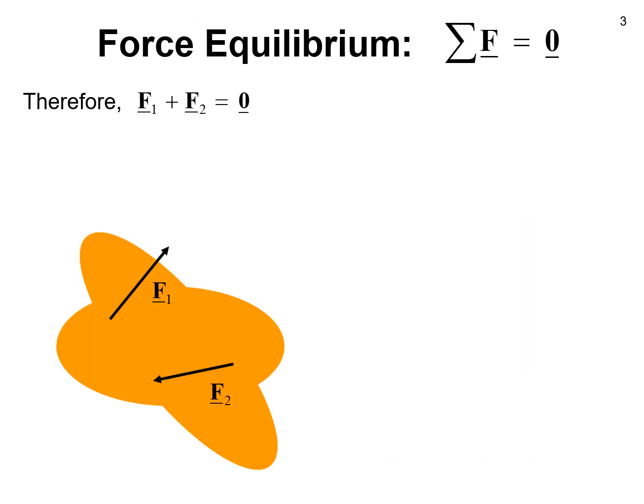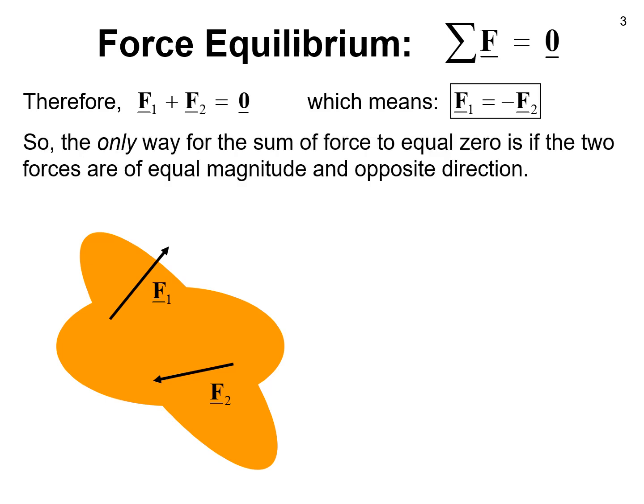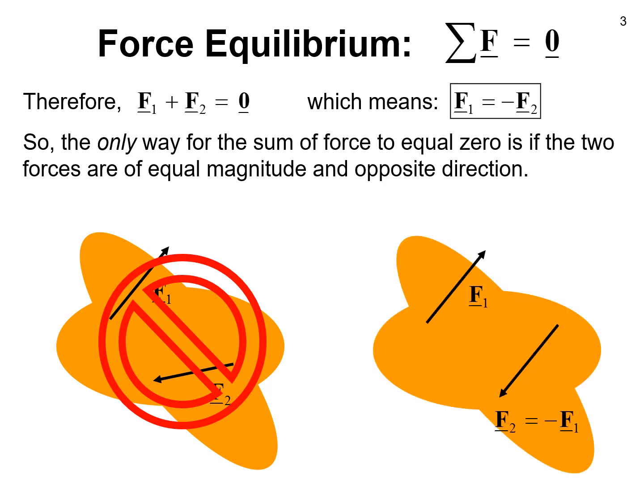So suppose we first apply the idea that if the body is in equilibrium, the sum of the forces on that body must be equal to 0, which means in this case the vector F1 plus the vector F2 equals the 0 vector. Another way to say that is the force F1 is the negative of the force F2. So the only way that the sum of two forces can be 0 is if the two forces are opposite of each other, which means they have the same magnitude but opposite direction. So we cannot have this situation.